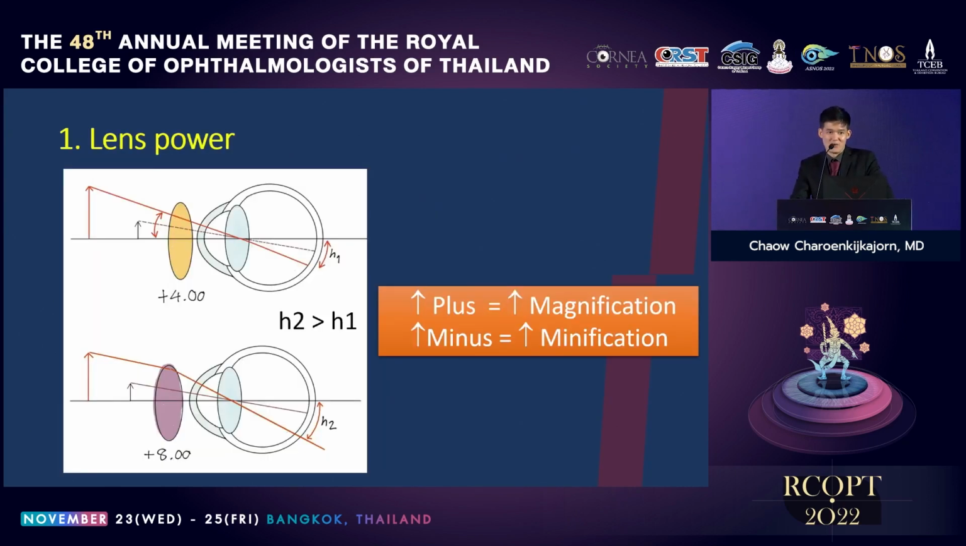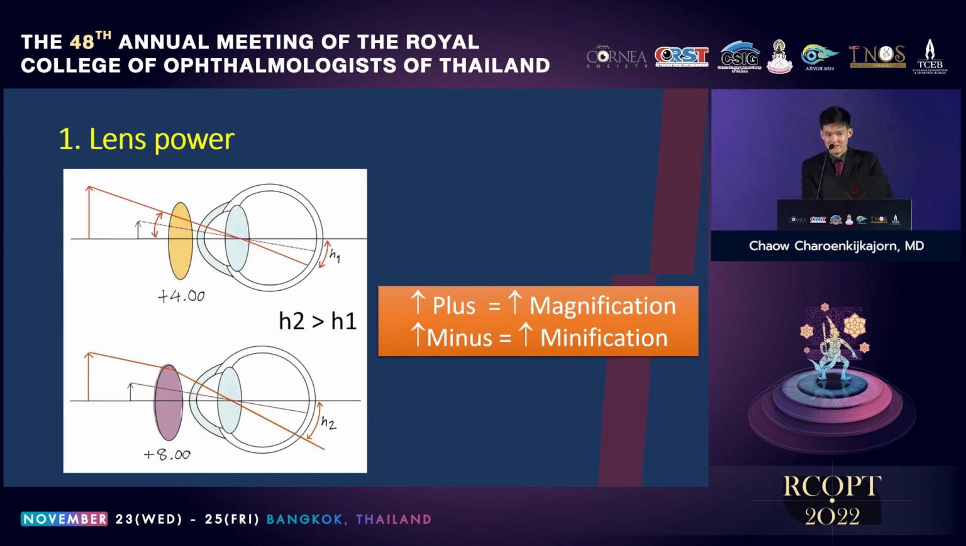Lens power is straightforward. Imagine you are using a +8 magnifier versus a +4 magnifier. You're going to see bigger with +8, right? And the other way is true for minus lens. The more minus power, the more minification. You with me? Okay.